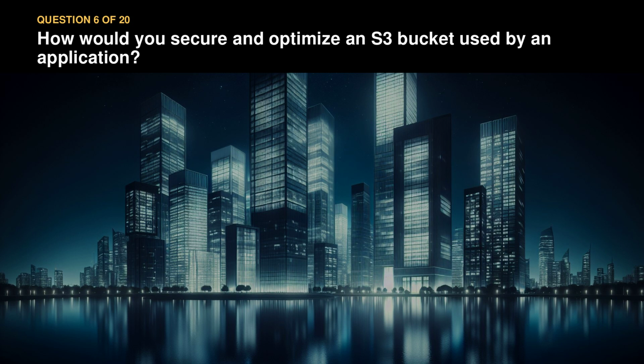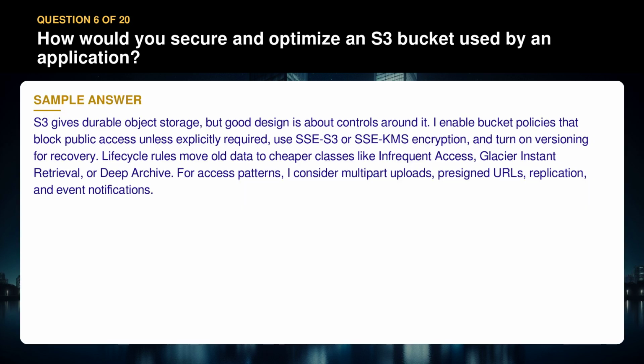Question 6. How would you secure and optimize an S3 bucket used by an application? S3 gives durable object storage, but good design is about controls around it. I enable bucket policies that block public access, unless explicitly required, use SSE-S3 or SSE-KMS encryption, and turn on versioning for recovery. Lifecycle rules move old data to cheaper classes like infrequent access, Glacier Instant Retrieval, or Deep Archive. For access patterns, I consider multi-part uploads, pre-signed URLs, replication, and event notifications.